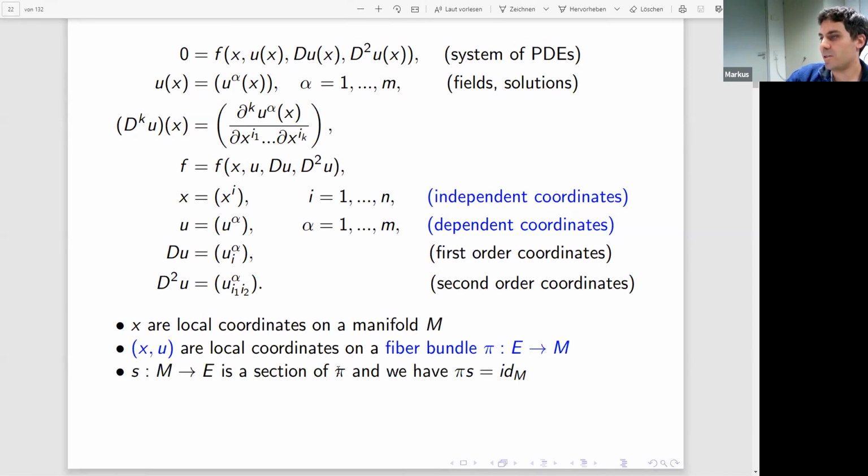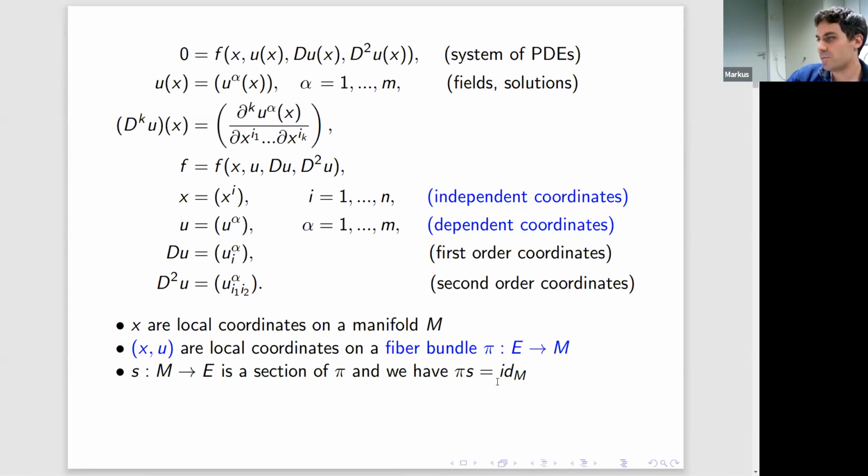And then we have functions u of x, or let's say sections, which are maps from M to E. And these are special curves. So this curve S satisfies this identity here. So when you project it, you get the identity on M here. I guess this is known, but I repeat it.